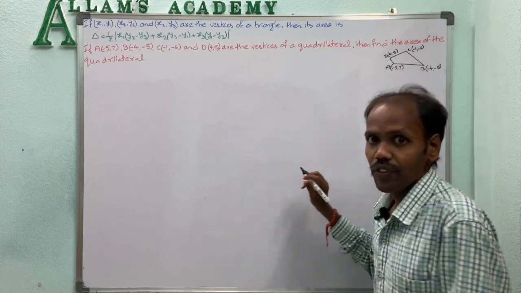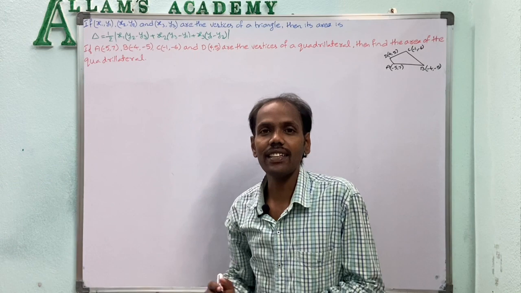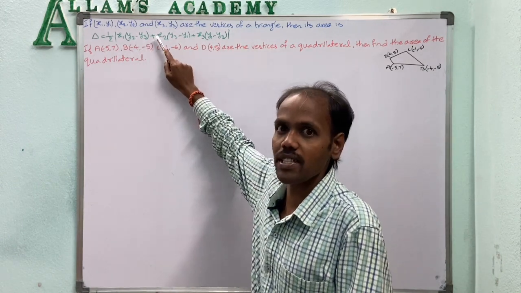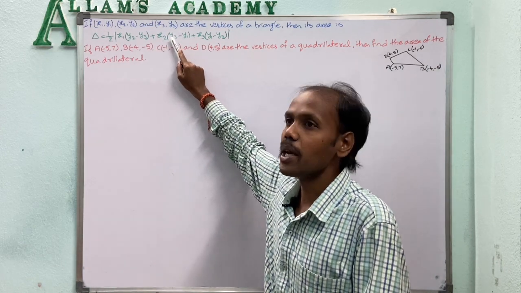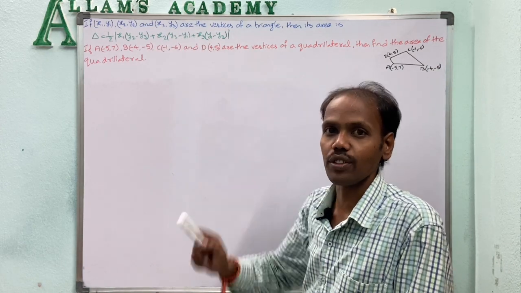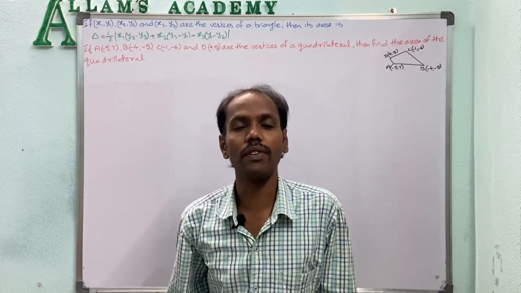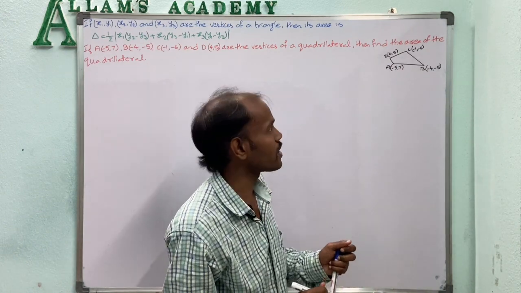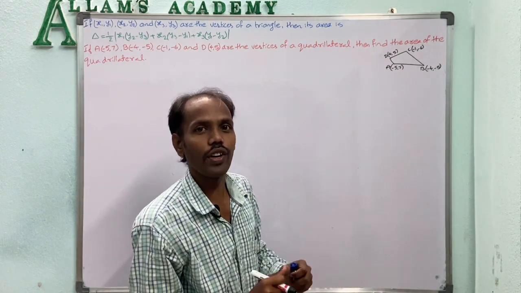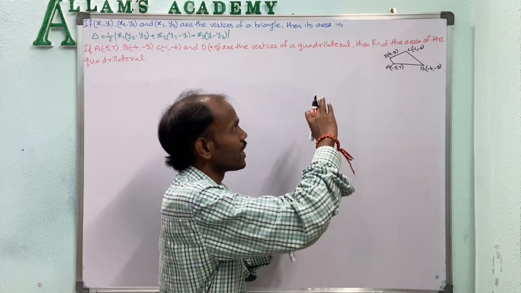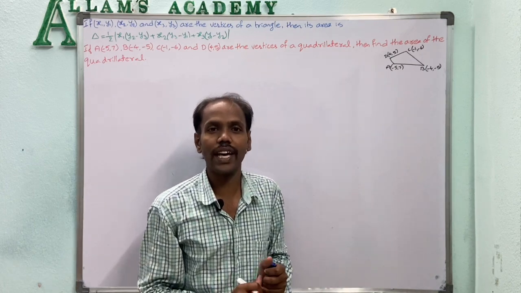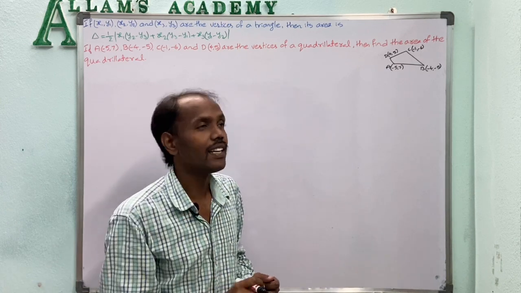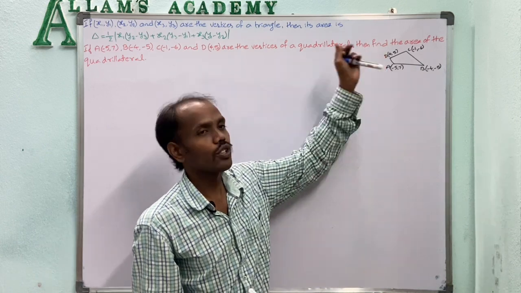So here we know the area of the triangle is mod of x1 into (y2 minus y3) plus x2 into (y3 minus y1) plus x3 into (y1 minus y2). So by using that principle only we want to solve. If we join any two opposite vertices, we get a diagonal. The diagonal will divide the quadrilateral into two triangles. Now find the area of the two triangles and add them, then we get the area of the total quadrilateral.